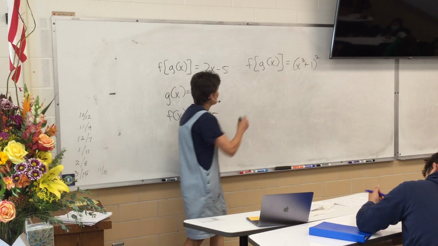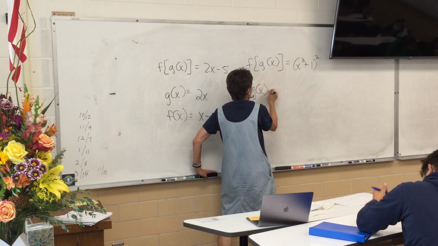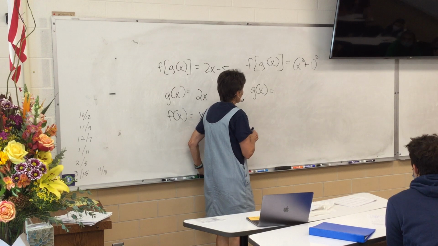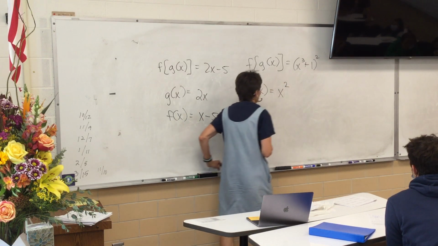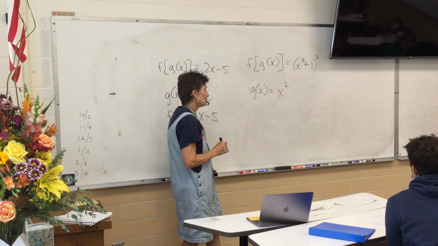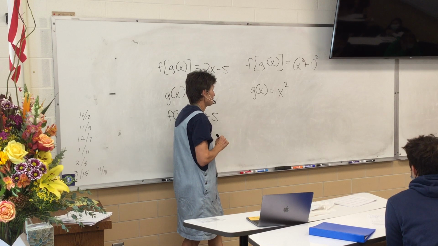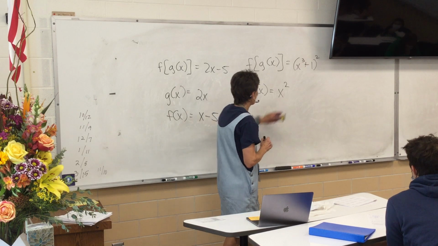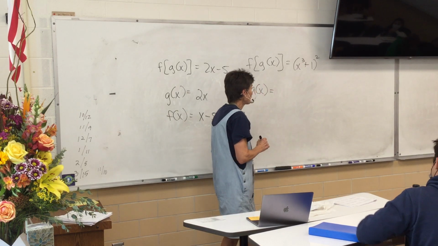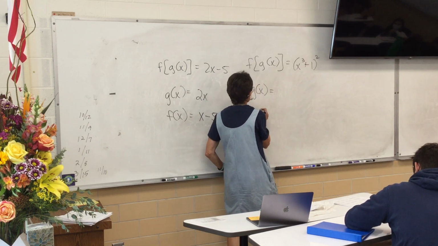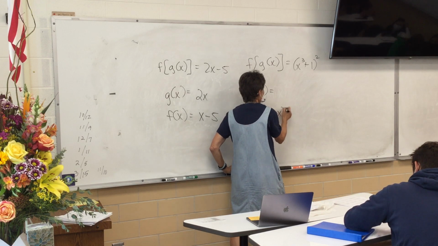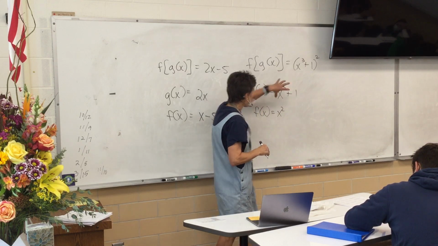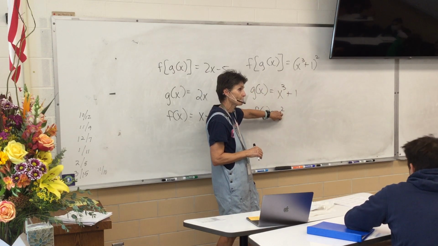So who's got an idea? What might we let g of x be, our first function? Hank? X squared? Okay, and then what would you let your second function be? Oh, wait, sorry, I think I might have done that. Yeah, I think we want maybe our last one to be x squared, and if you're going to let your last one be x squared, then your first one has to be x cubed plus 1. Yeah. Because that's what you've got to plug in here to square.